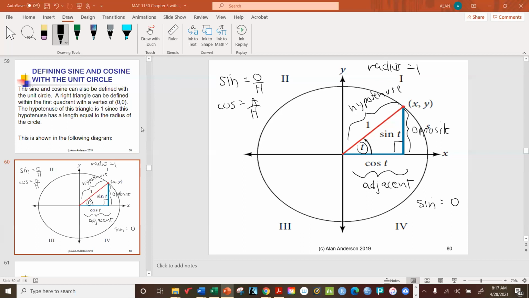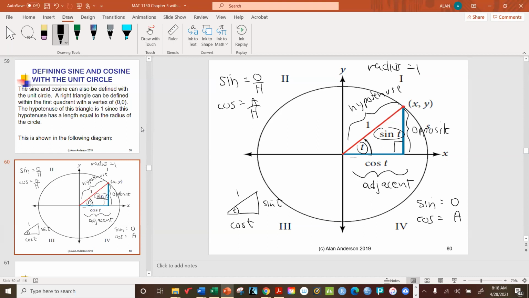So anyway, that implies that the sine equals the opposite. In other words, the height of this triangle is the sine of T. And then the adjacent, if the hypotenuse is 1, the cosine equals the adjacent side. So that means the width of the base of this triangle is the cosine of T. So you end up with this triangle, 1, sine t and cosine t.